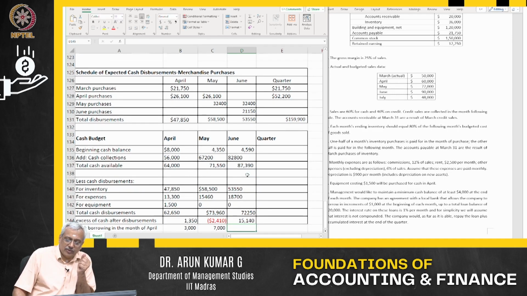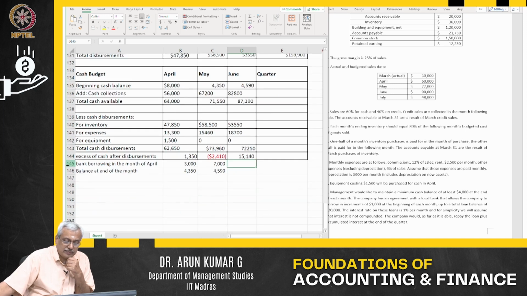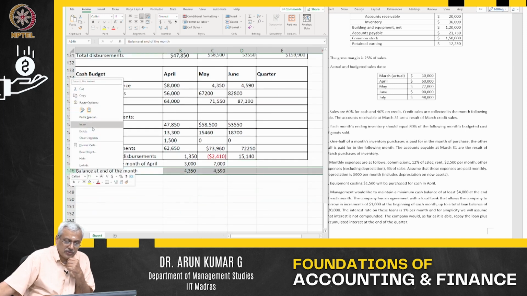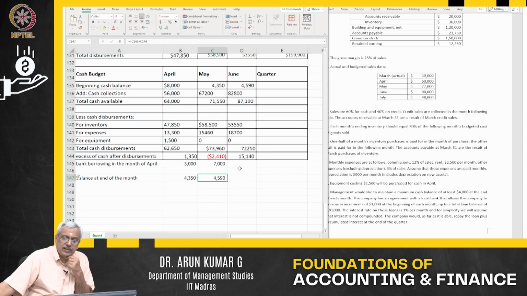So, what is the cash balance I am going to have in the month of June? I have 15,000 rupees as cash balance. So, do I have to borrow? Now, I do not have to borrow. Number one, I am going to introduce one more row out here. So, what happens? Excess of cash is 15,140.